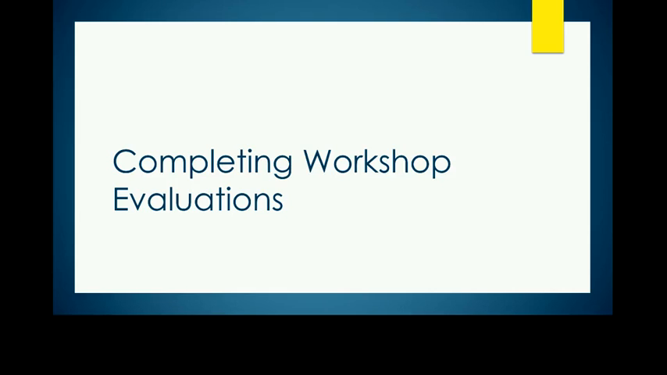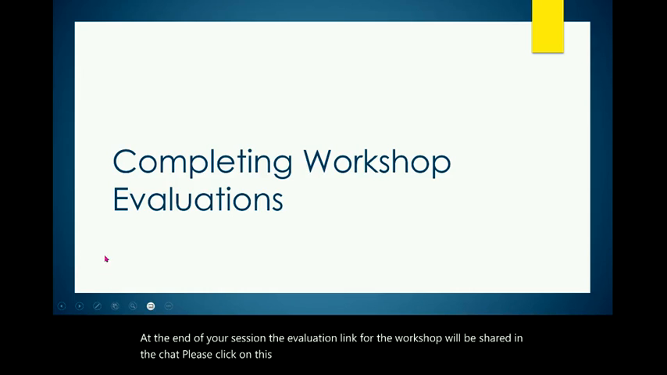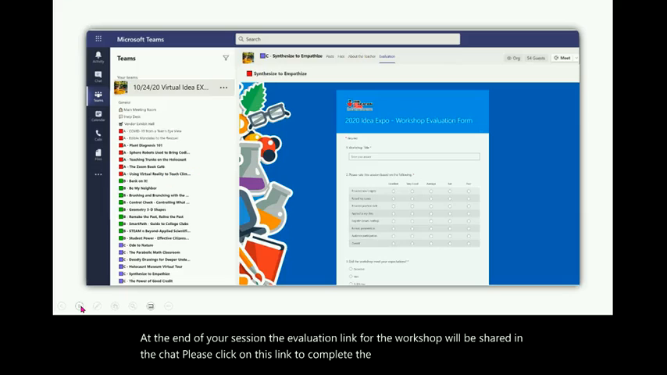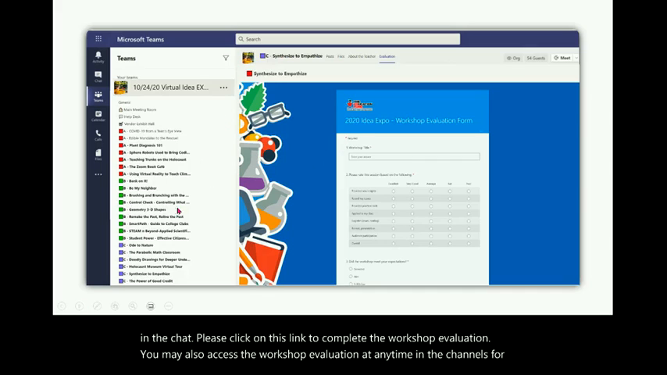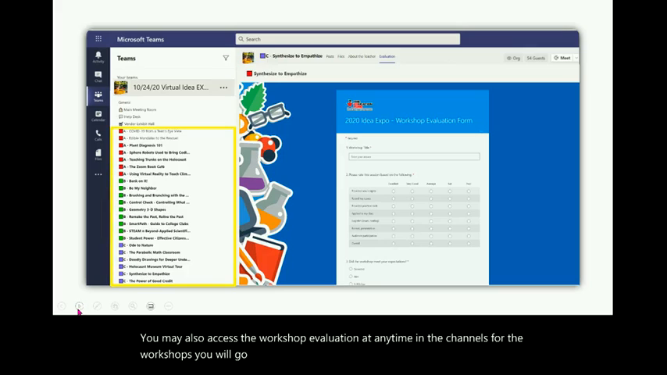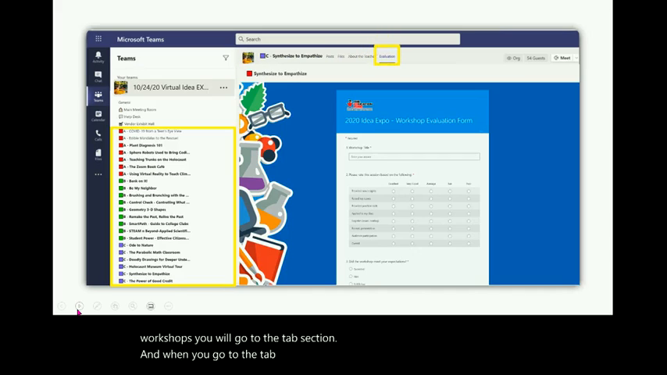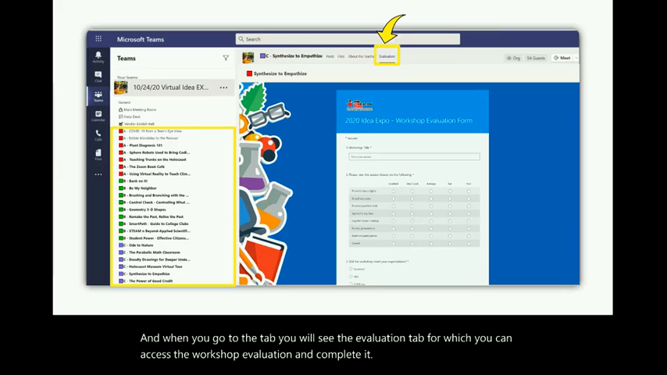At the end of your session, the evaluation link for the workshop will be shared in the chat. Please click on this link to complete the workshop evaluation. You may also access the workshop evaluation at any time in the channels for the workshops. You will go to the tab section, and when you go to the tab, you will see the evaluation tab, for which you can access the workshop evaluation and complete it.